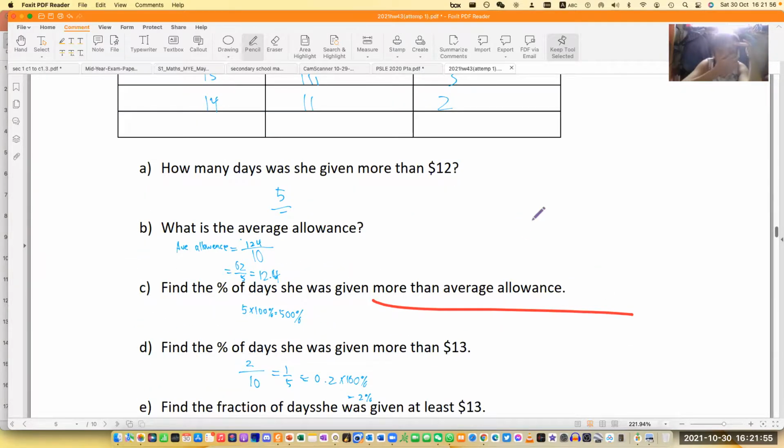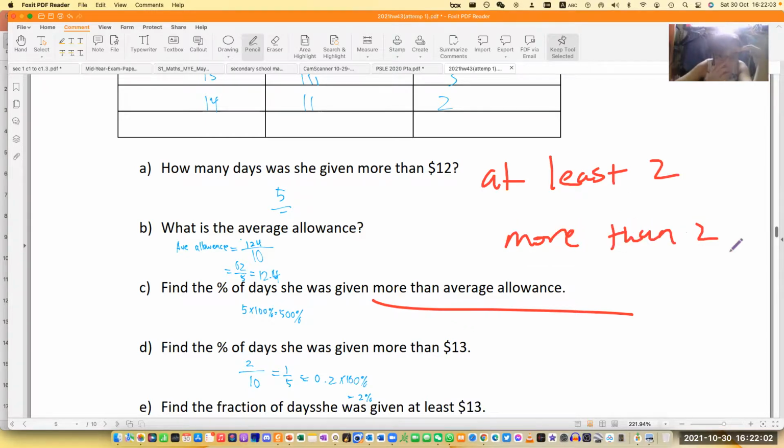Okay, by the way, can I ask you, at least 2, more than 2, is there a difference between these two? Which one? What is the difference? More than 2 means above 2. Above 2, very good. At least 2? 2 and above. Very good.